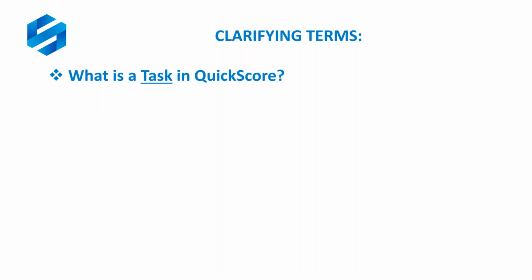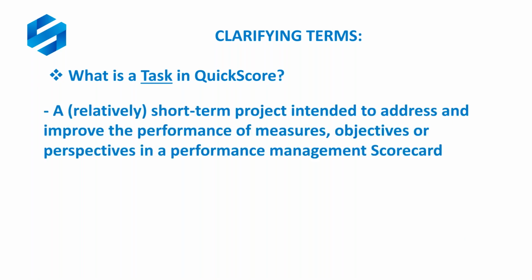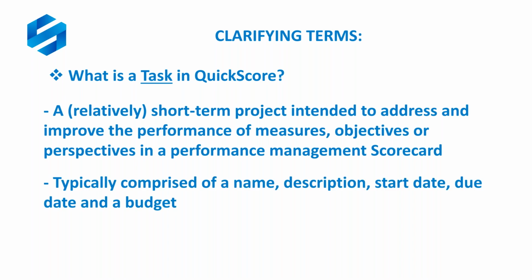So let's move on to what is a task in QuickScore. A task is a relatively short-term project intended to address and improve the performance of measures, objectives, or perspectives in, again, a performance management scorecard. It's very much like an initiative. You'll see that when we look at how you set the tasks up, they're just like initiatives.